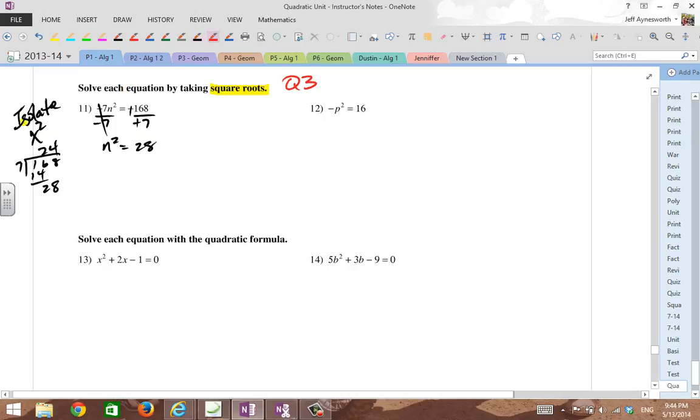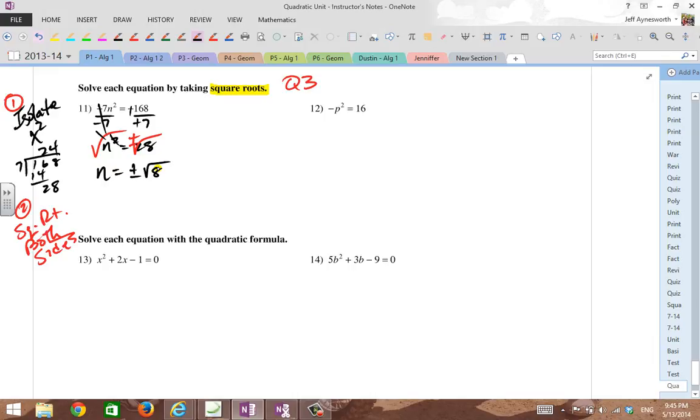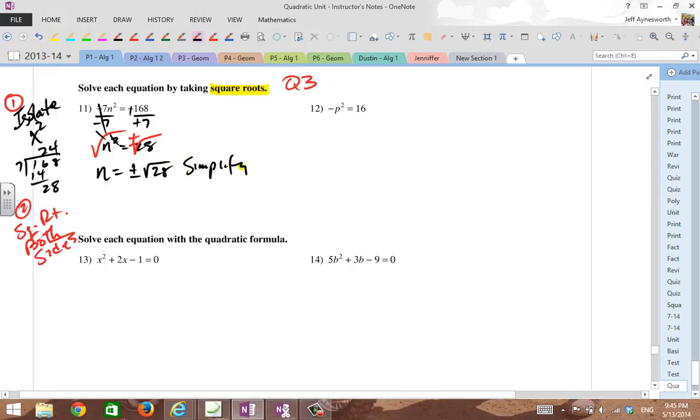And then after you isolate this x squared, step 2, well, that's square root both sides. If you look at your notes, that's what we wrote down. Square root both sides. So square root here and here and put the plus or minus symbol in there. The square root cancels out the square, giving you n, and you get plus or minus root 28, which has to be simplified. All right, so let's write down the word simplify.